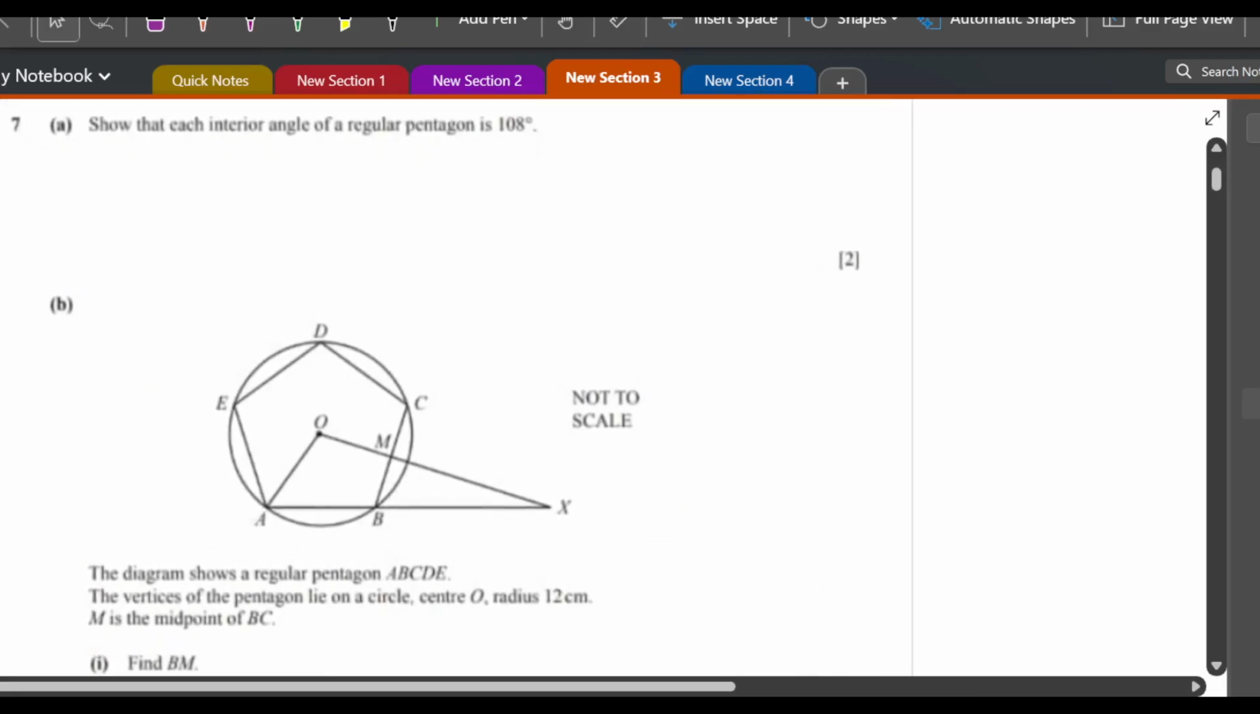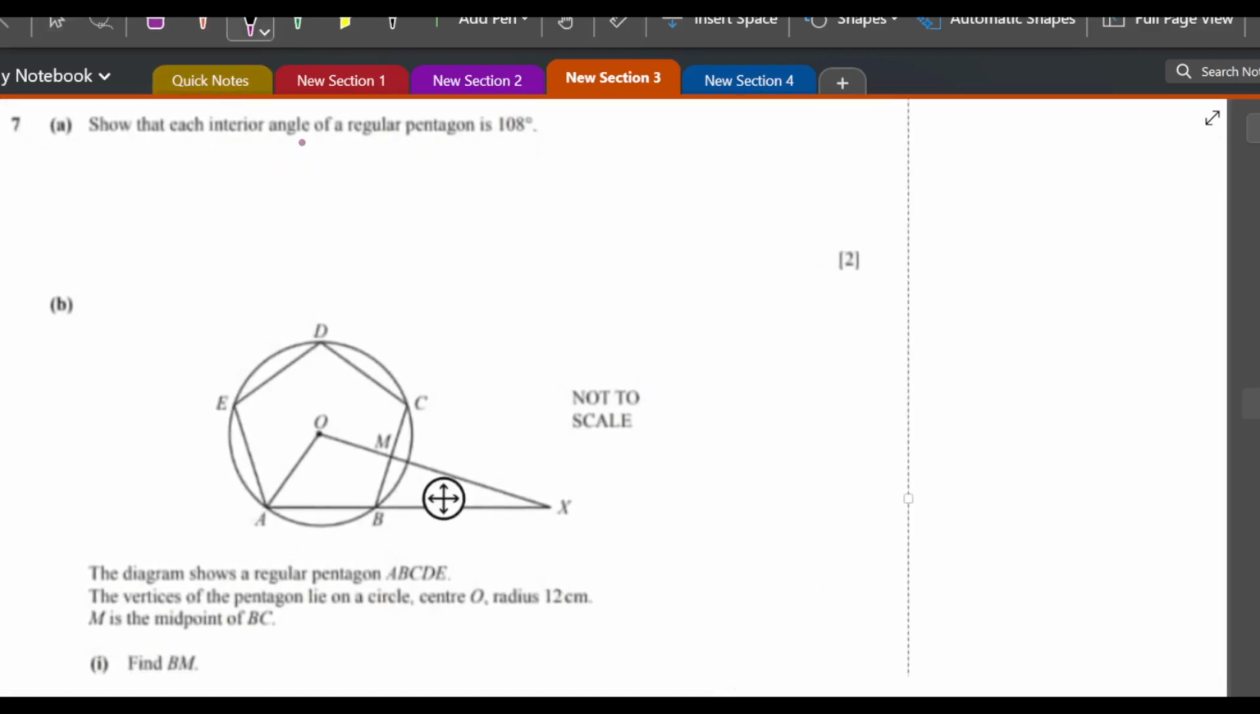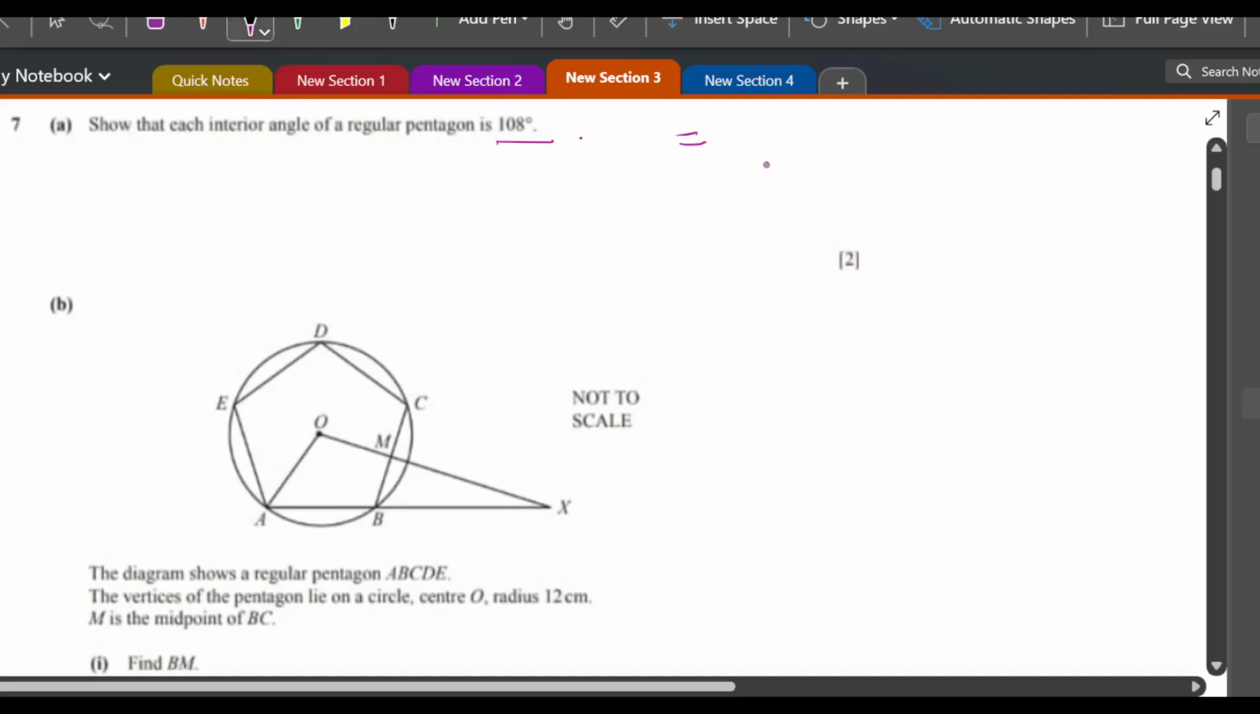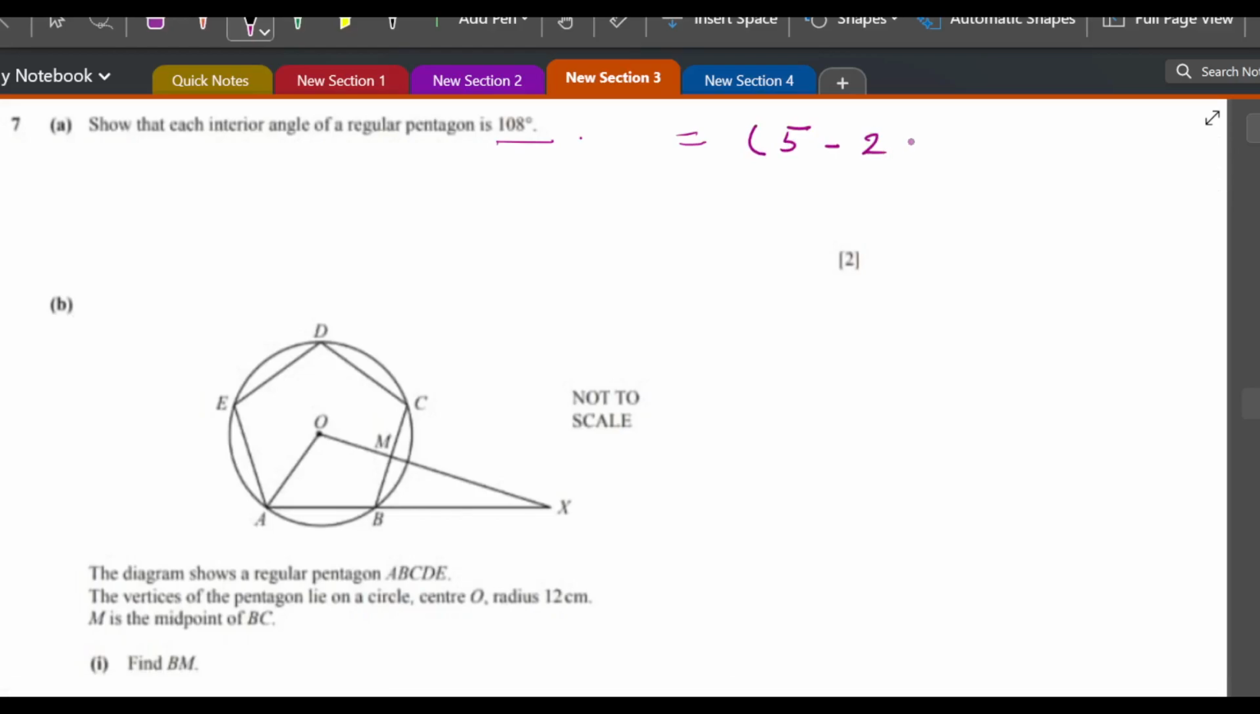It says, show that each interior angle of a regular pentagon is 108. So either you use the formula for each interior angle. You know what the formula for each interior angle is? It is the number of sides, which is 5 in this case, minus 2, times 180, divided by the number of sides, which is 5. So this is 3 times 180 divided by 5. You will get 108. So this one part is done.